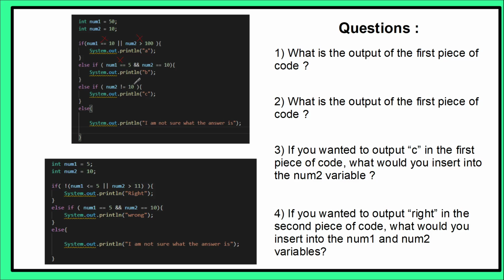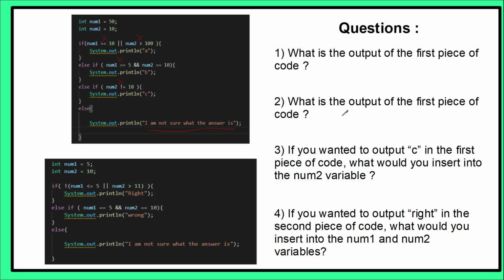number 2 is not equals to 10. So if we look, 10 is equal to 10, so that would be false. So the first answer, number 1, is C. So that would be the output for the first piece of code.